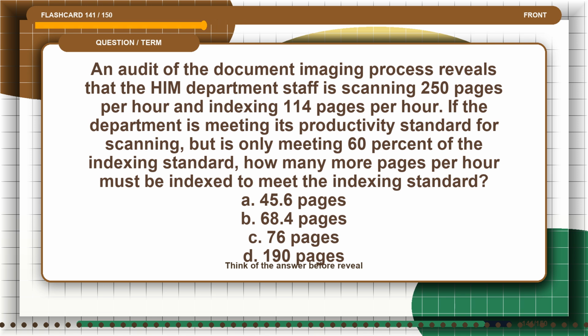A. 45.6 pages. B. 68.4 pages. C. 76 pages. D. 190 pages. Think of the answer before the reveal.